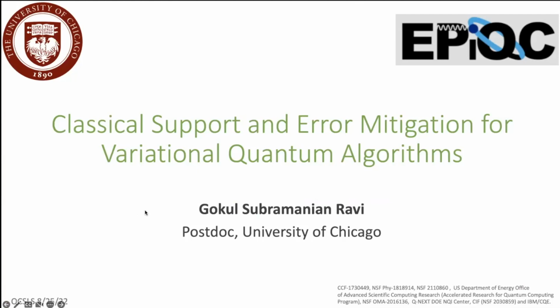I'm Gokul Ravi, and I'm going to be talking about variational quantum algorithms and how classical support and error mitigation can be used to improve their quality today. So even though variational quantum algorithms are suitable in the noisy era, they still don't provide the kind of accuracy which is required to create effective solutions for real world use cases. And so any form of mitigation and support is helpful in bridging the gap.